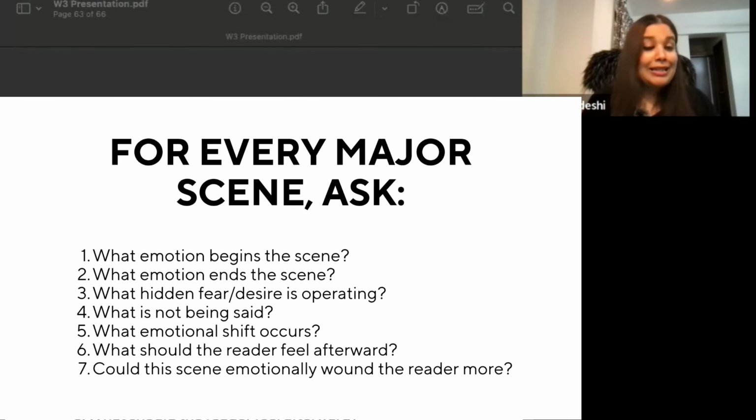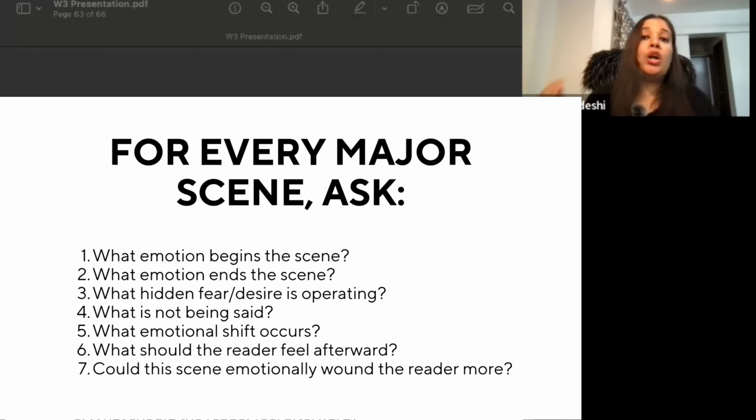And if we've learned anything from workshops one, two, and three, it is that we cannot stall the momentum of your narrative. If the momentum is stalled, the book is going to feel boring to your reader, and the reader is going to mark it as DNF.